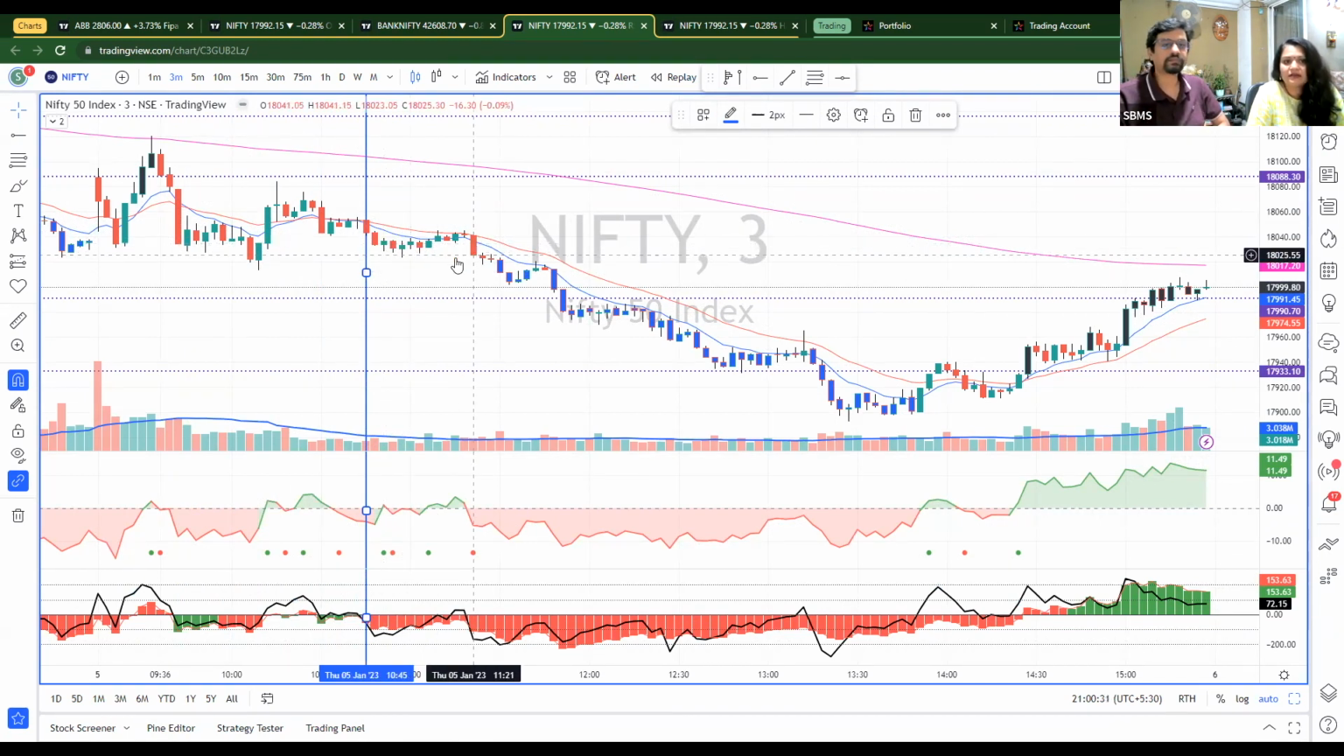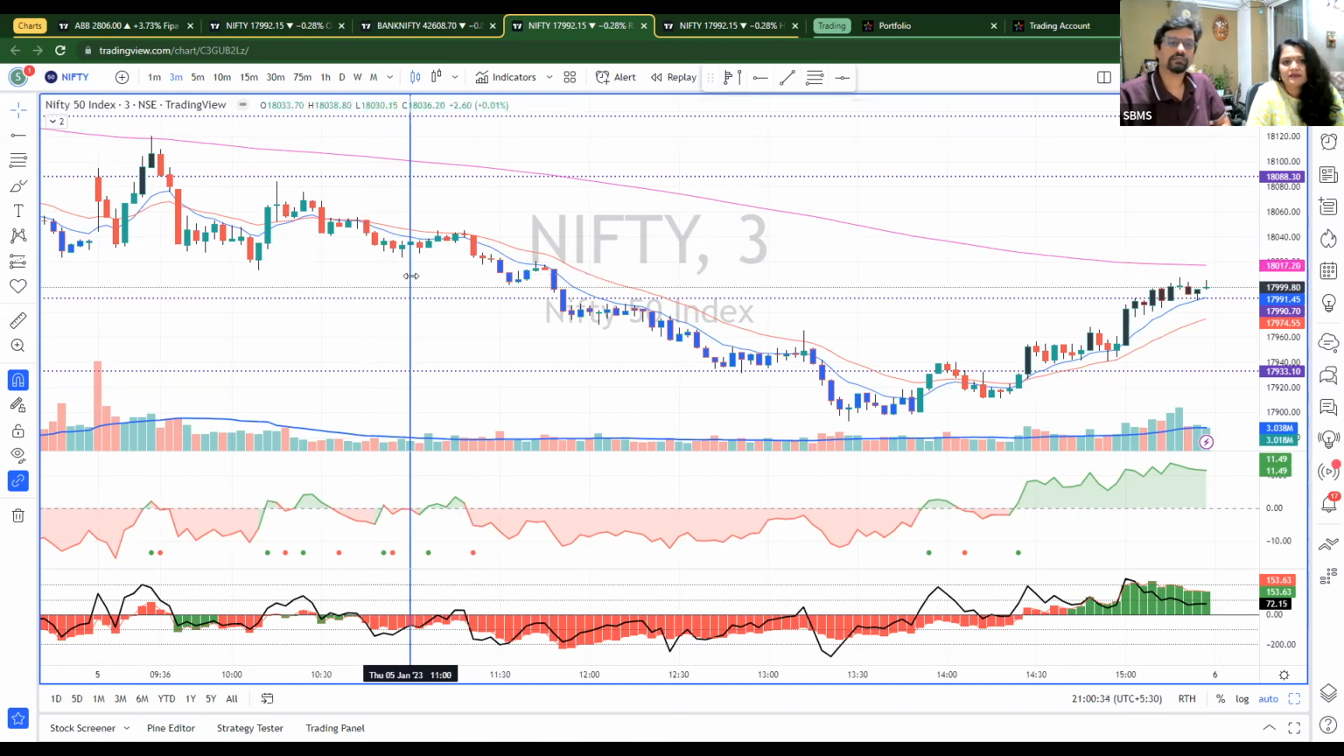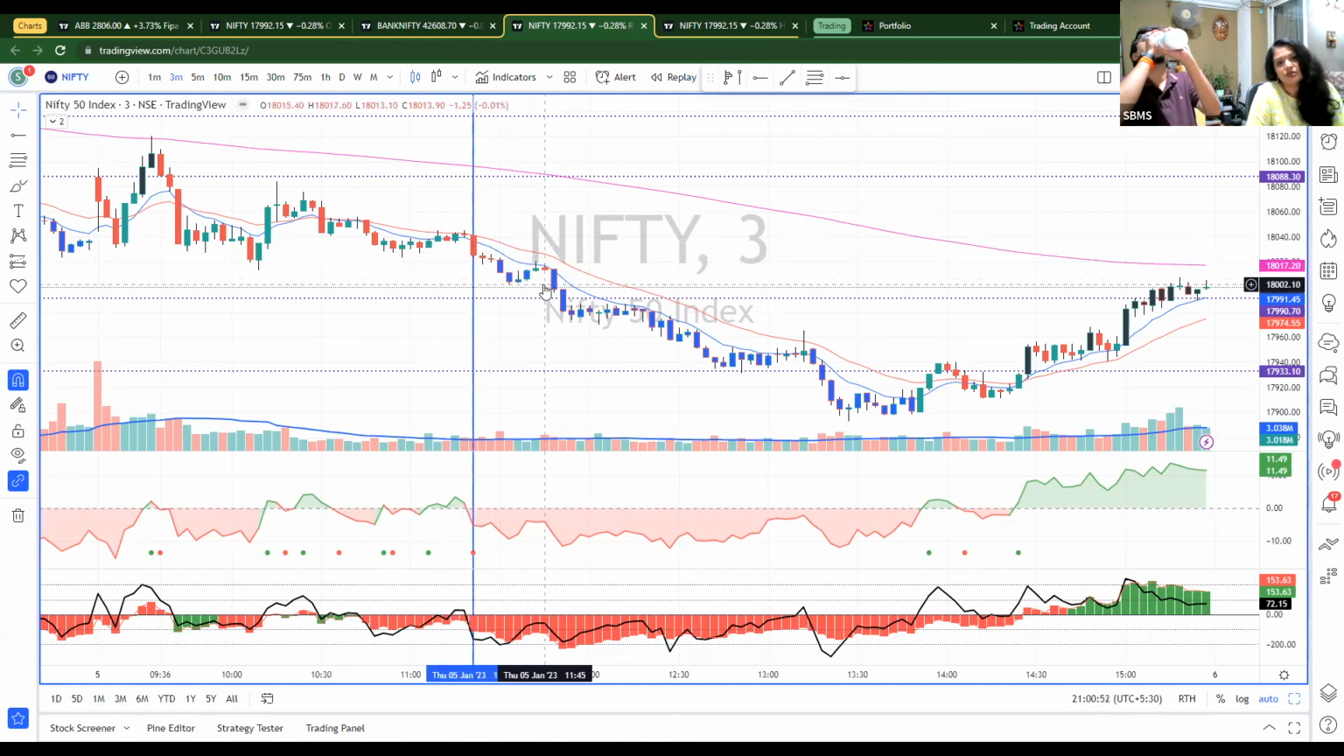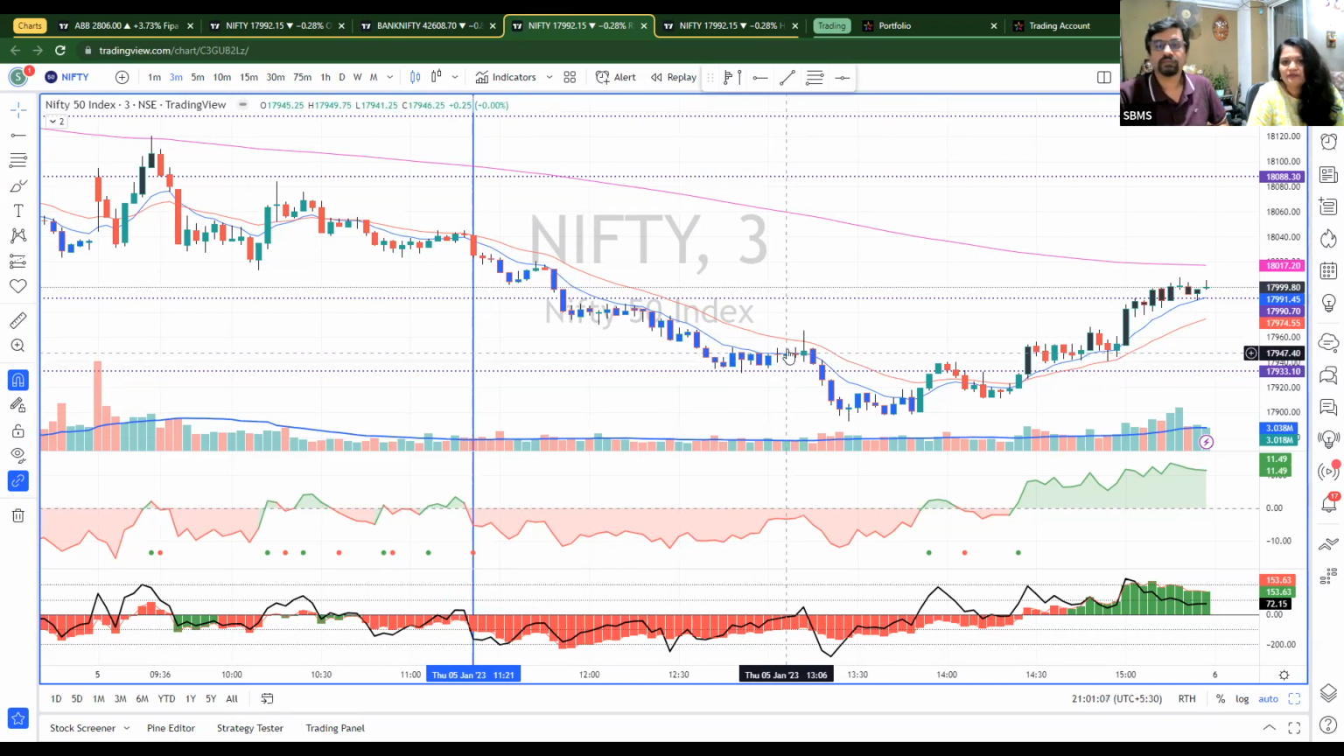Then again, this is the candle where all our parameters meet, right? All three parameters: this is in red zone, this is in red zone, and the black line is also below the zero line. So this is where our trade gets initiated below this. Once this trade starts to go ahead, the change of color says the momentum has picked up. And from there, if you see properly, this was the candle which closed above the blue line.